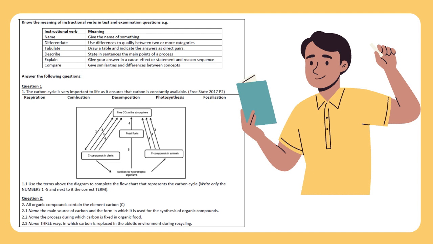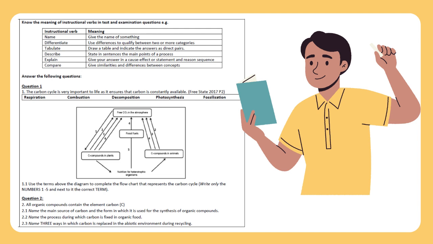Answer the following questions. Question 1. 1. The carbon cycle is very important to life as it ensures that carbon is constantly available. Free State 2017 P2. Respiration, combustion, decomposition, photosynthesis, fossilization. 1.1 Use the terms above the diagram to complete the flow chart that represents the carbon cycle. Write only the numbers 1-5 and next to it the correct term.